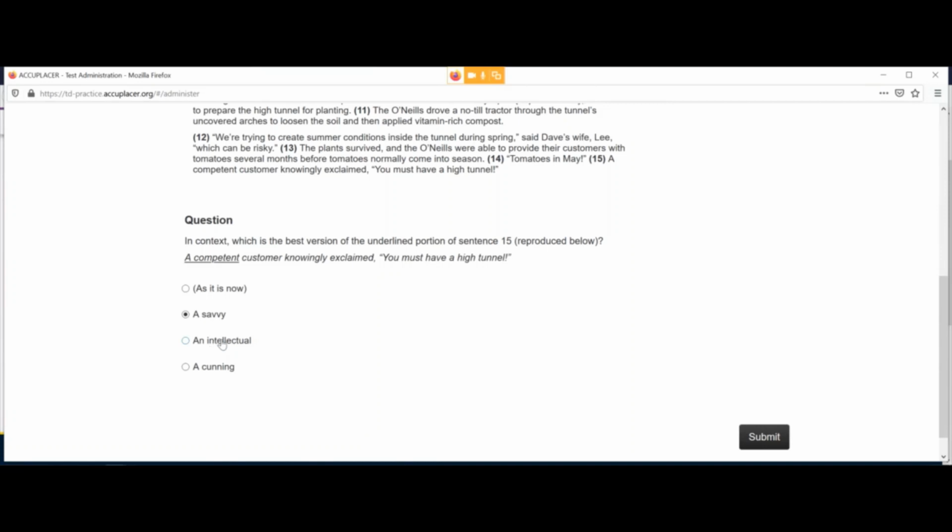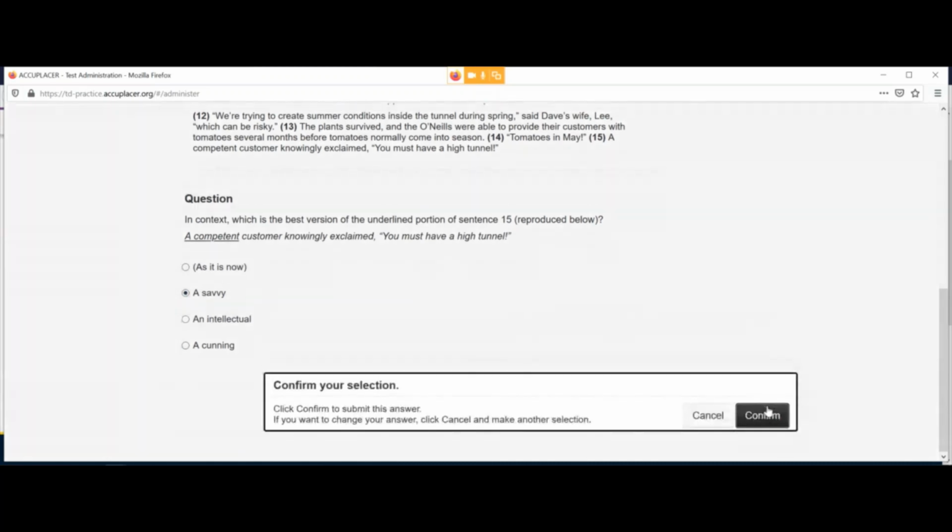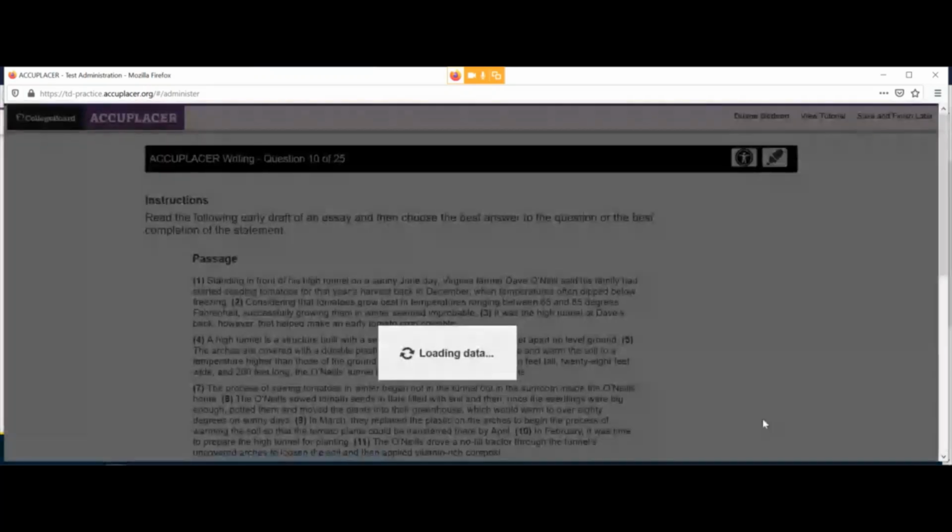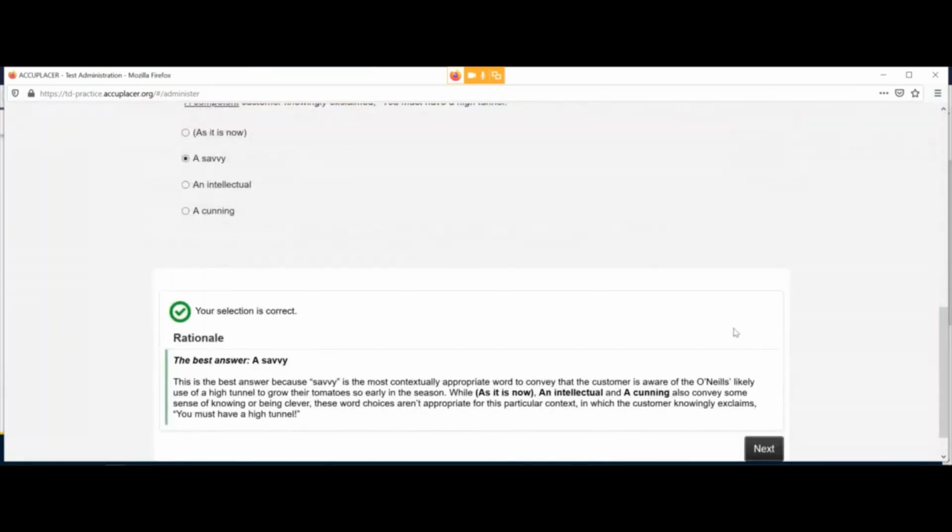Intellectual, that is not quite right for this situation. It means knowledgeable in kind of a brainy kind of way, which is really not required in this situation. Cunning means clever, kind of sneaky. That's not really suitable here. And although competent would probably be closest to correct, again, savvy has that particularized meaning. We'll click on savvy, click confirm, and we are correct. And that will do it.